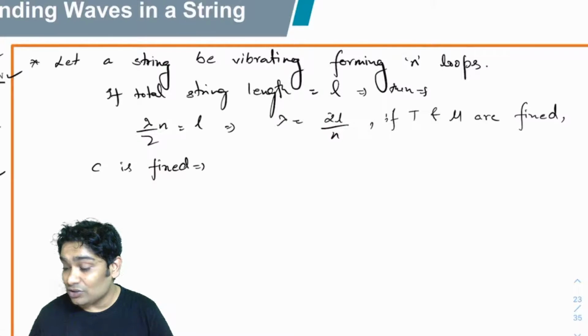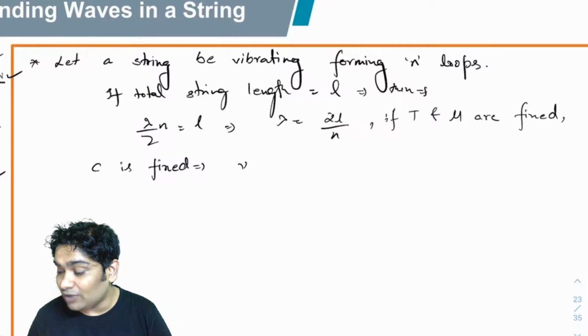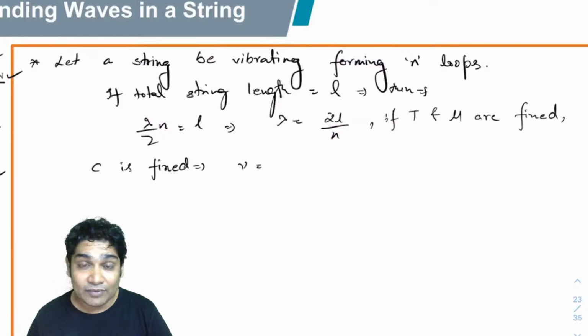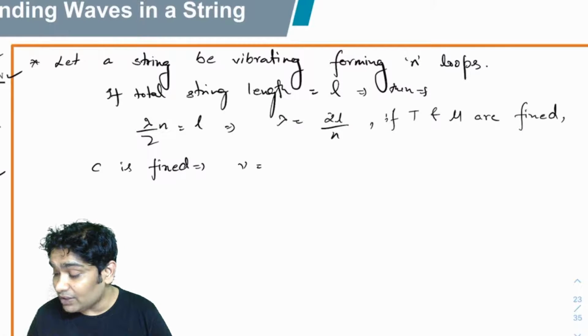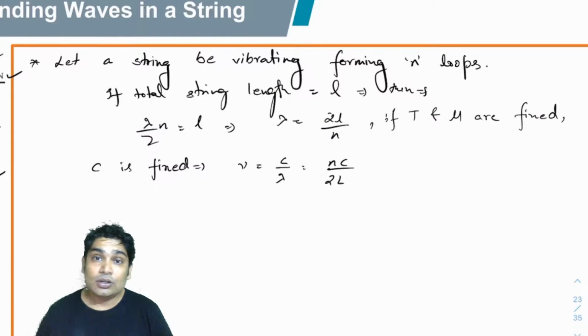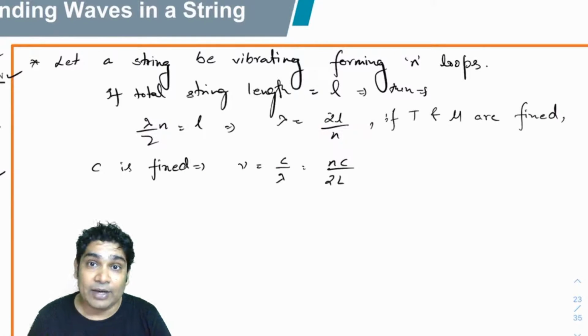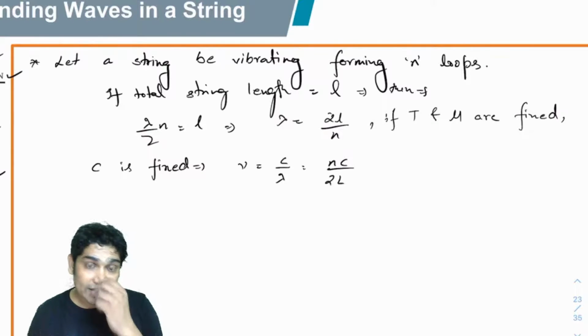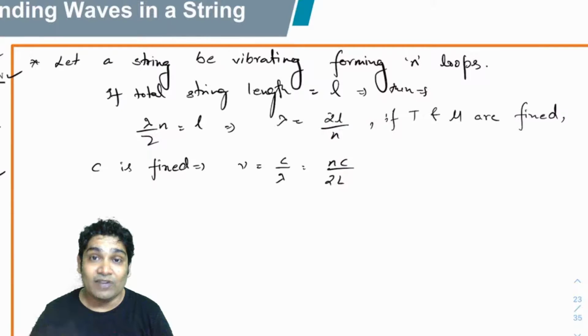So C is fixed. Therefore, what will be the frequency? The frequency would be C over lambda, and hence that would be nC over 2L. So if any string is vibrating in n loops, then this is the frequency of vibration that it will have. Now this is called the natural frequency. Why natural frequency? If the medium is naturally disturbed, then these are the frequencies in which it will vibrate.